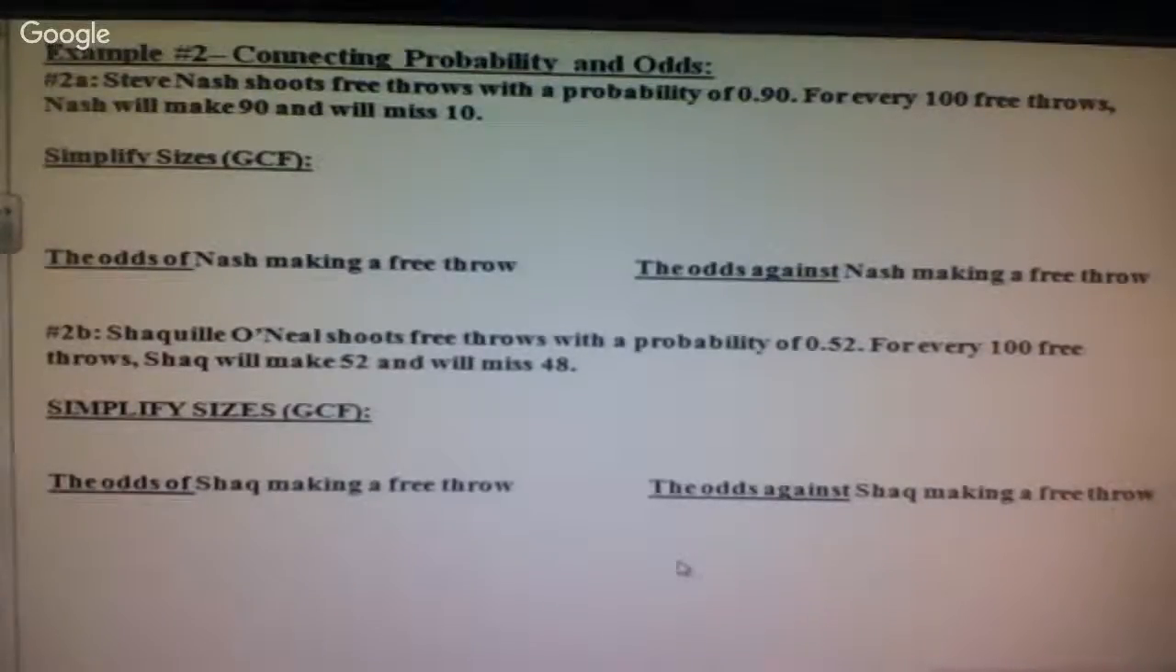Okay. If it says that Steve Nash will make 90 shots and miss 10, what would you write for odds of? What number would go first? Odds of. Remember, odds of means winning, then losing. 90 to 10, which would reduce to what? 9 to 1. So for every 9 shots he makes, he will miss 1. If I then need to reverse that to odds against, 1 to 9.